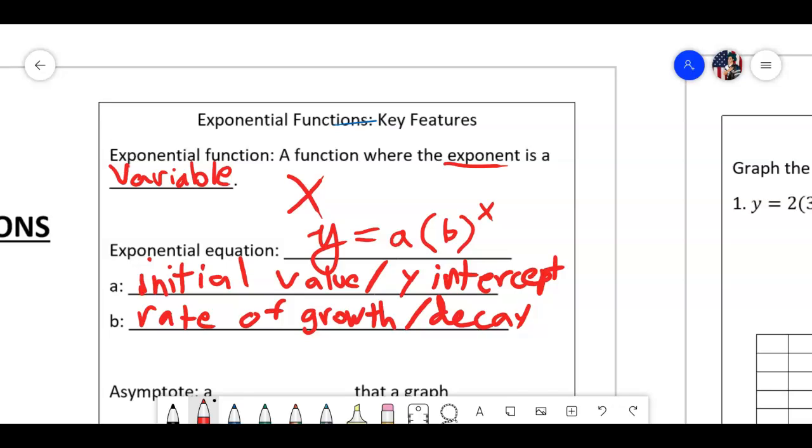I'll have to move here in a minute, so let's write it down. So again, a is where you start, b is how much it's changing, and if you remember a couple days ago, it's how much we're multiplying by each time, right? It's not adding each time, but it's multiplying each time.